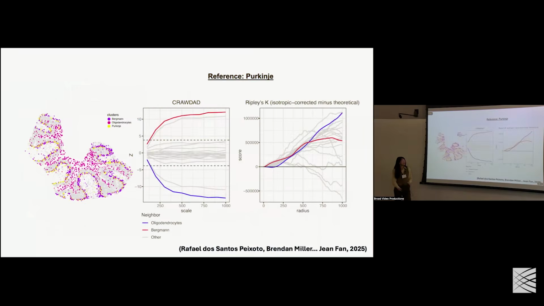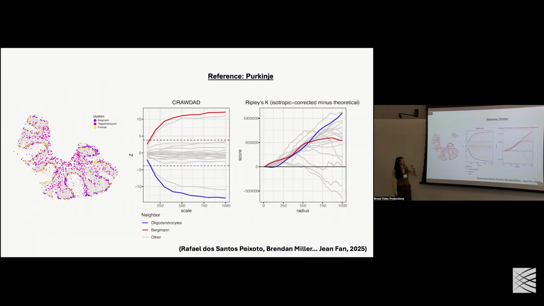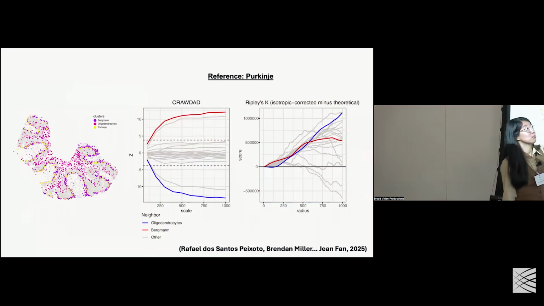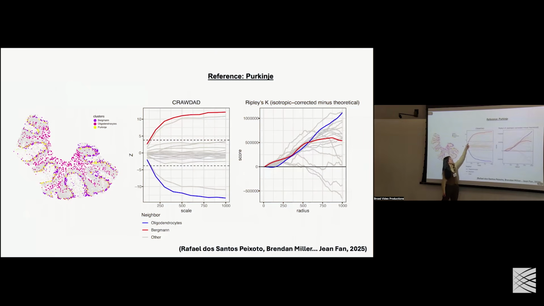So if we evaluate this using CRAWDAD, we wanted to use the reference cell type as the Purkinje cells, and we find that Purkinje cells are colocalized with Purkinje cells, which is the line not highlighted here, but it's also colocalized with Bergmann glia, and it's very separated from the oligodendrocytes, and most of the other cell types don't have a particular significant spatial relationship, which is, I think, consistent with what we know about the layering structure of the brain. In contrast, again, with Ripley's, I think this relationship is a little more difficult to discern. Arguably, I think this is also a correct answer.